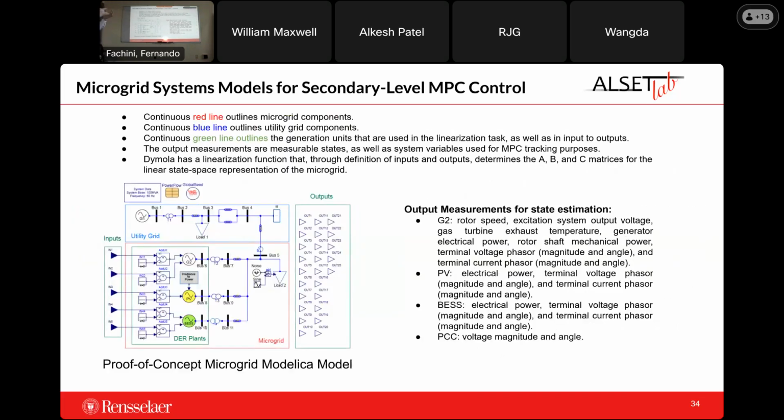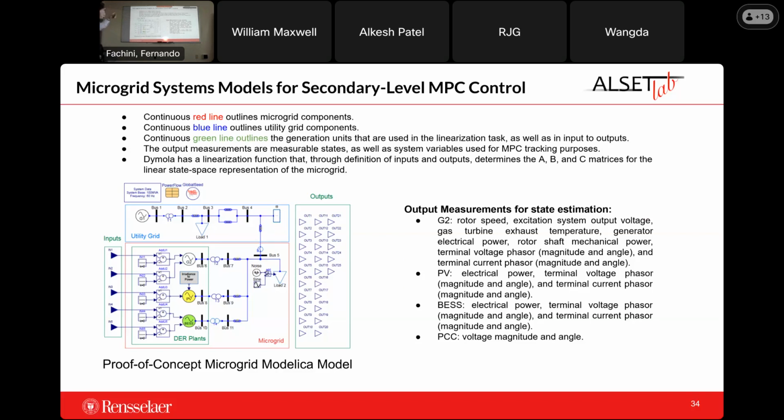So now that we defined the systems, this slide is actually to show the Modelica model that I've developed for these systems. And again, the same structure. In the red, we have the outlying microgrid components. In the blue, we have the utility grid. And in the green, we have the generation units. And because they are the dynamic models that actually control the microgrid system itself, they are the units that are used for the linearization task, as well as having the inputs and outputs, the output measurements and measurable states, as well as system variables, used for MPC tracking purposes.